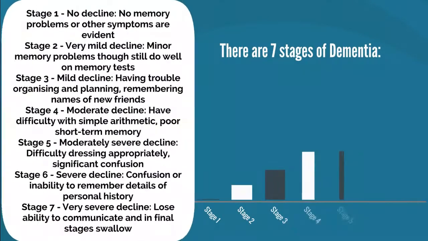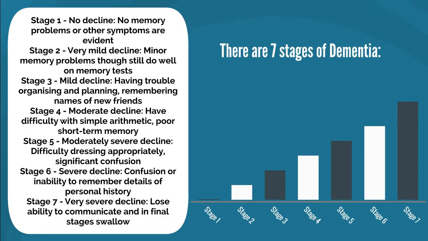There are 7 stages of dementia. Stage 1. No decline. No memory problems or other symptoms are evident. Stage 2. Very mild decline. Minor memory problems, though still do well on memory tests. Stage 3. Mild decline. Having trouble organising and planning, remembering names of new friends. Stage 4. Moderate decline. Have difficulty with simple arithmetic, poor short-term memory.